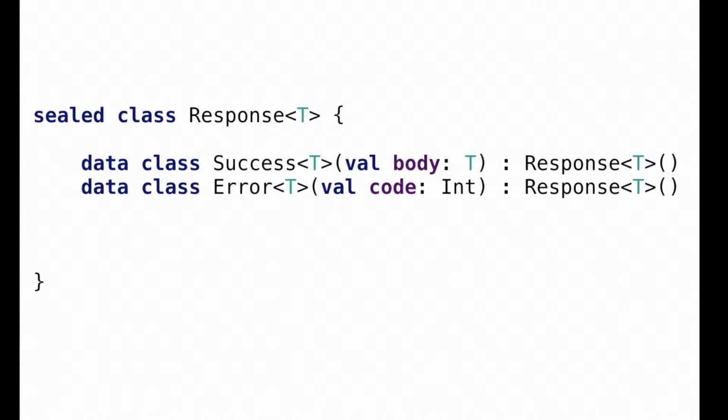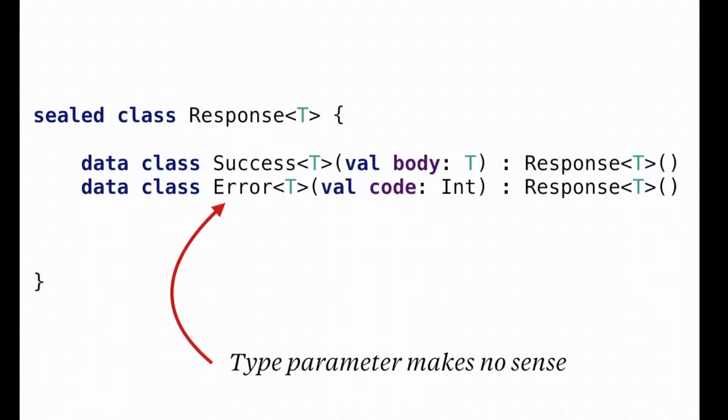I've seen this done a lot, and people don't necessarily set up their first sealed classes correctly, at least in these terms. And it's right there. That type parameter on error doesn't make any sense. There is no field, there's no member variable on error of type T. It just has a status code int. So defining an error with a generic type T on it doesn't make any sense.